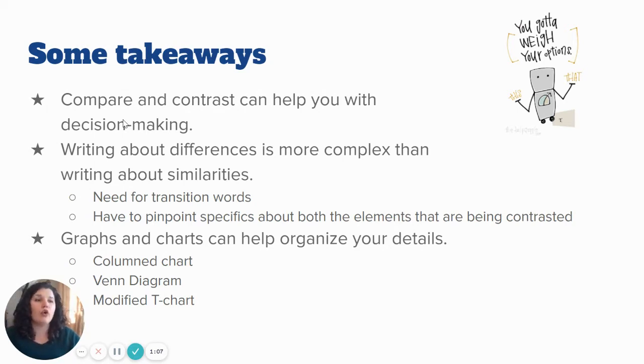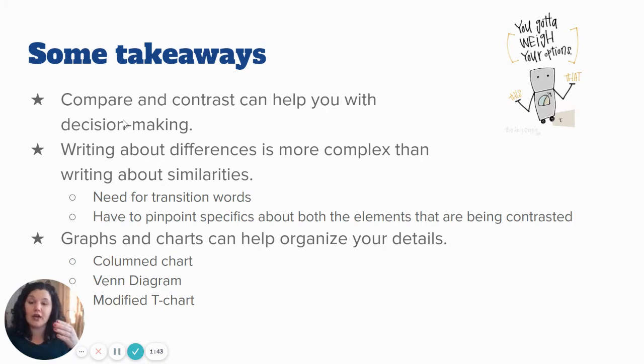Okay, so when we write about differences, that is a little bit more complex than writing about similarities. It's harder to write about differences because you have to use transition words and pinpoint specific information. It's a lot easier to say they're both blue than to be more distinguishing about differences. Things that can help you list differences are columns, charts, a Venn diagram, or a modified T-chart.